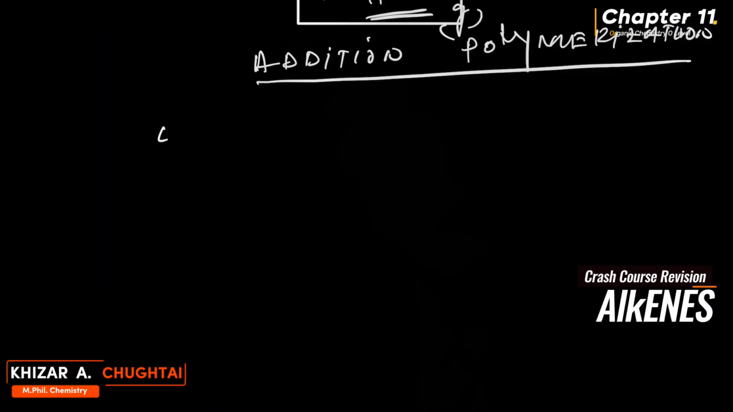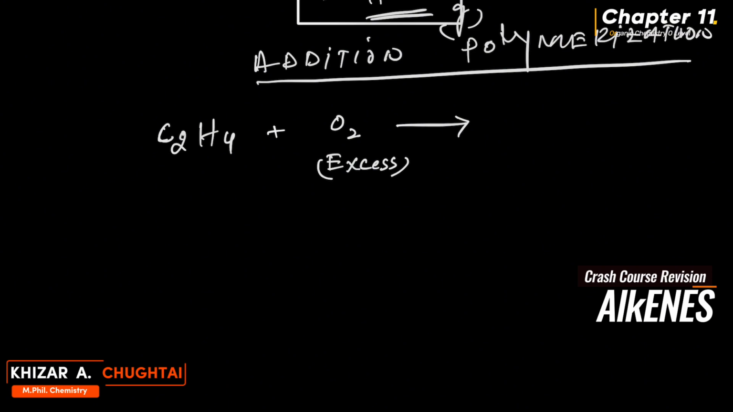I'm going to explain number one, combustion of alkene. For example, I'm having ethene, C2H4. 1 to 2 is the ratio of carbon and hydrogen. Now I'm going to react it with oxygen at high temperature, in excess oxygen. I'm going to burn this ethene in a plentiful supply of oxygen.